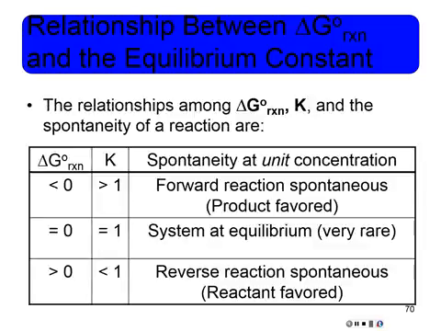All right. So we've already really stated this, but here's our relationship. If delta G is negative, we said it's spontaneous, right? If it's spontaneous, then K is going to be greater than 1. So it's going to be spontaneous in the forward direction and produce products.